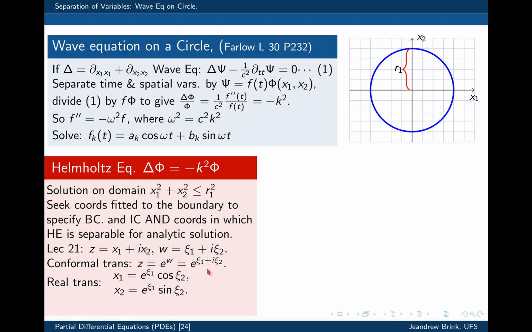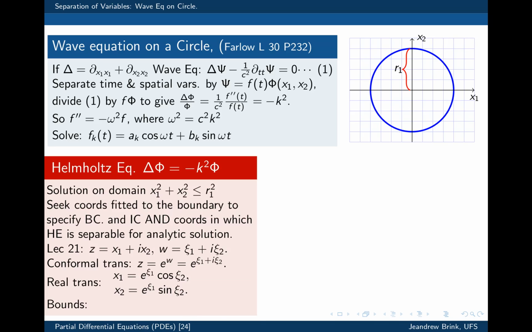And you can see that because, if you simply write out the real and imaginary parts of z, you get e to the c1 cos of c2 and e to the c1 sine of c2. And if you put c2 equals phi and e to the c1 equals r, then you have exactly the polar coordinates. Okay, so it fits into the framework of looking for separable coordinate systems for the Helmholtz equation that we did last time.